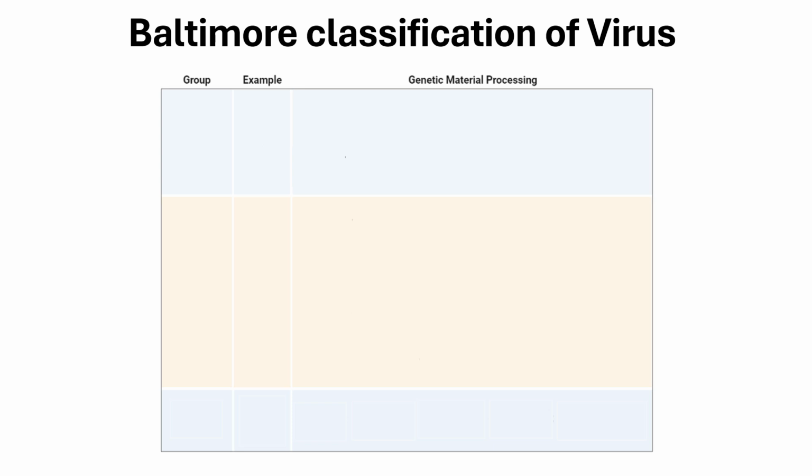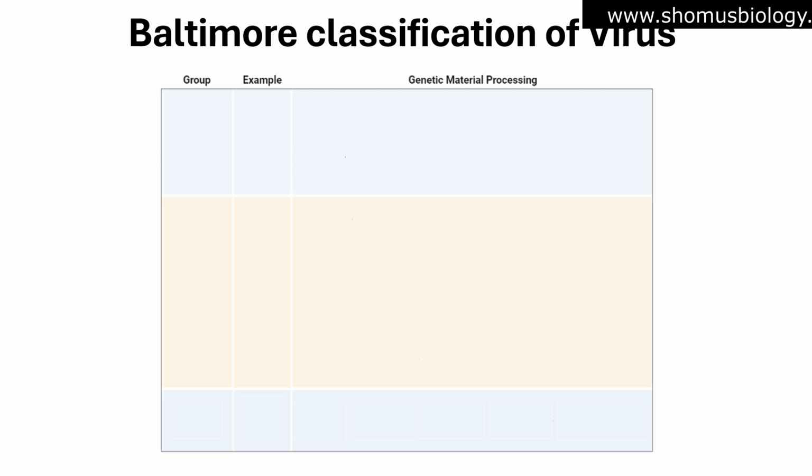In this particular lecture, we are going to talk about the Baltimore classification of virus. The Baltimore system usually classifies viruses based on the nature of their genetic material, the way the genetic material is used for the process of transcription and generation of the virus particles.